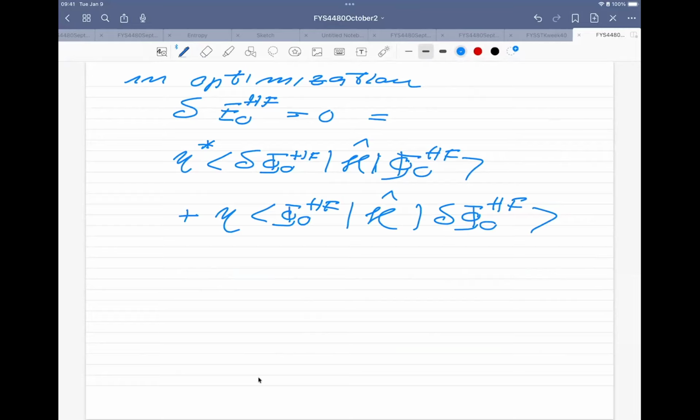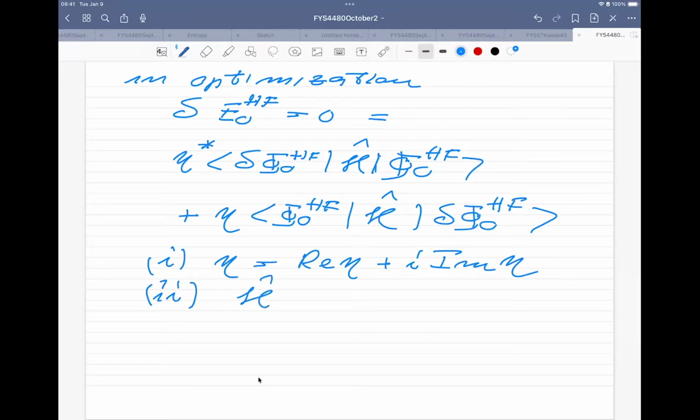Now, one of the things you have probably seen in connection with these equations is that there are two kinds of requirements we're putting in. First, this eta is a complex object, so it has a real part plus an imaginary part. And second, we have that H is assumed to be a Hermitian operator.